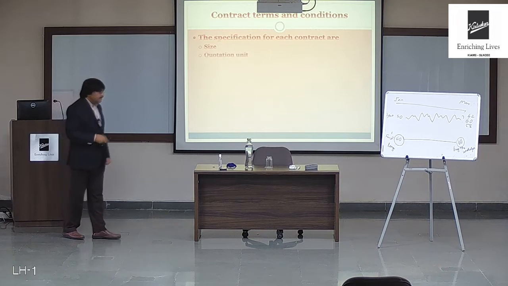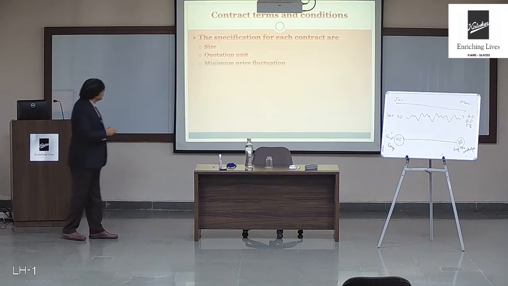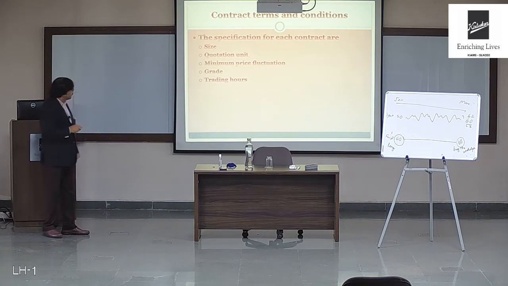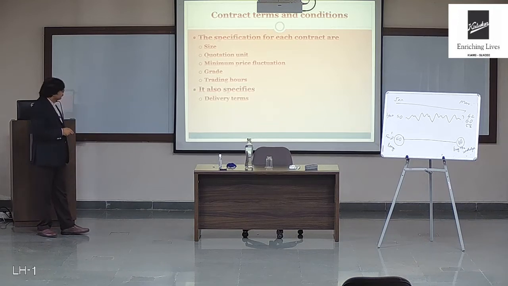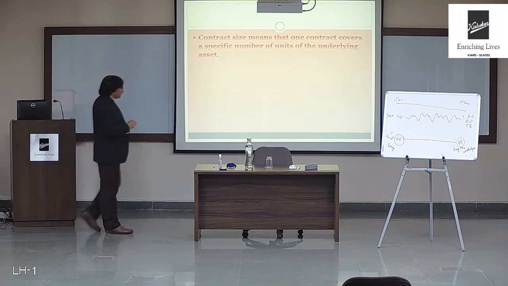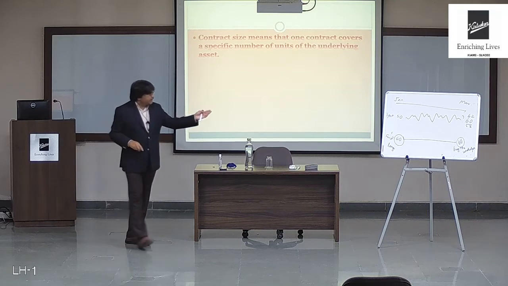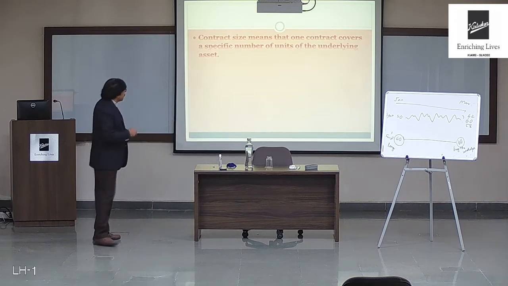Okay, now you can see that the contract terms and conditions of these forwards are supposed to at least cover size, quotation unit, minimum price fluctuation which is allowed, and grade and trading hours. It also specifies delivery terms, daily price limits, delivery procedure. The contract size means how many units a particular contract will cover. When you sign a contract, if I am saying that the price of the share is 50, how many shares will be purchased by signing this contract.